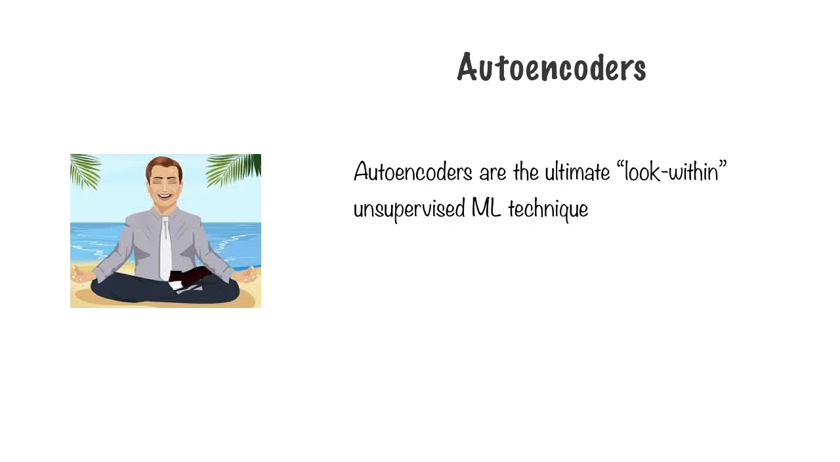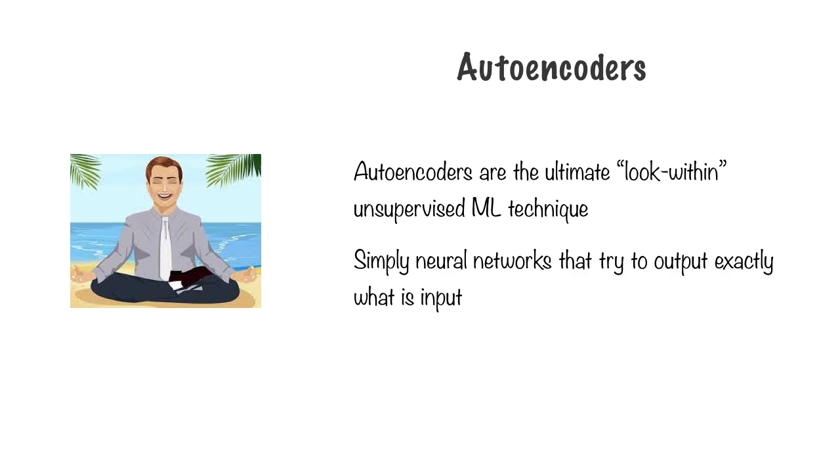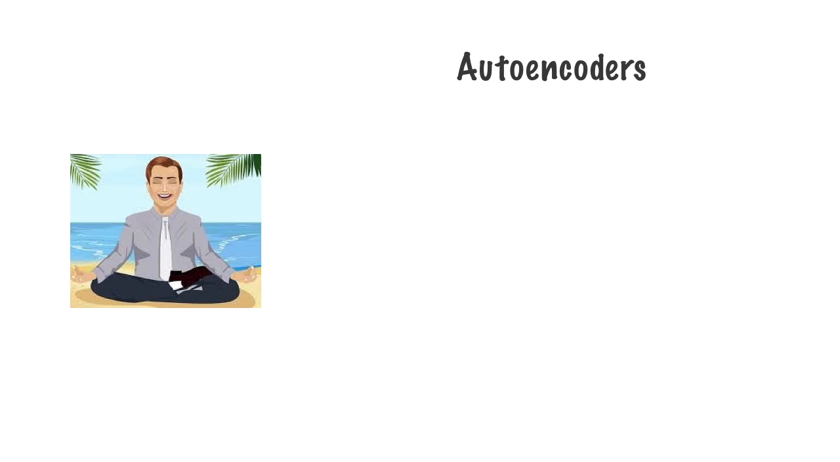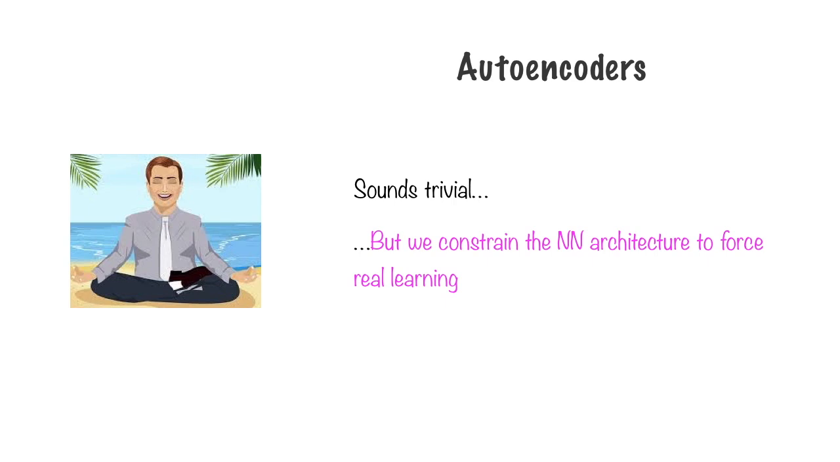Autoencoders are the ultimate look within technique. They are an unsupervised ML technique which work on training data with no corresponding labels. Autoencoders are simply neural networks, and the whole purpose of that neural network is to reconstruct the input that it is fed in at the output. This would be trivial if all the neural network had to do was simply copy over the input to the output. However, we place several different kinds of constraints on neural networks in order to force it to learn the features in the data.